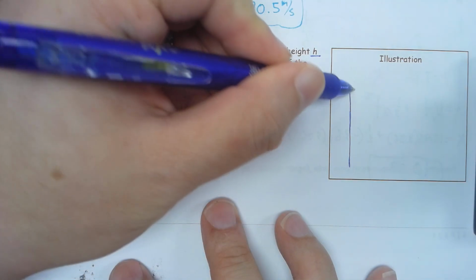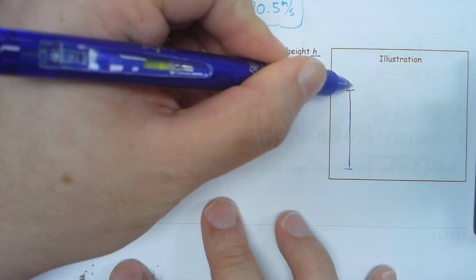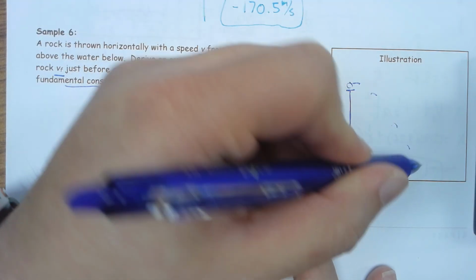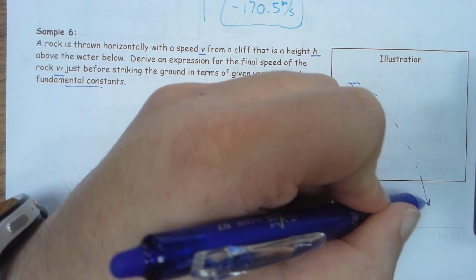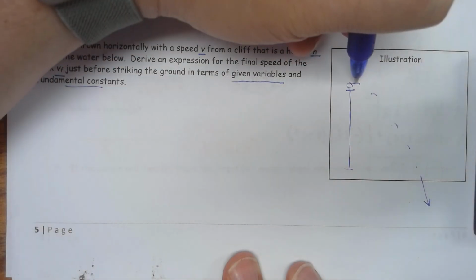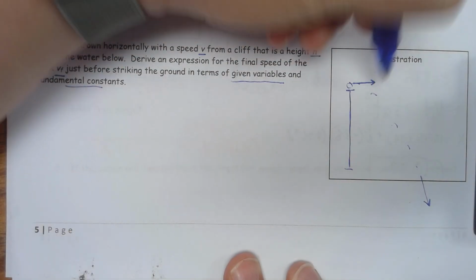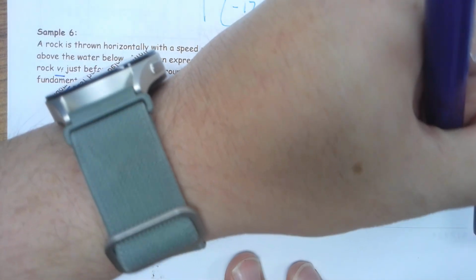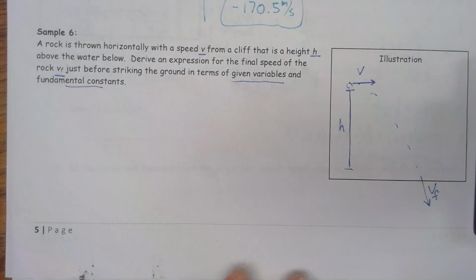And then we have our cliff up here, and the ball gets knocked off the cliff, and it falls down. And we're looking for a final velocity just before striking the ground. That's a diagonal vector. So that's what I drew there. When it gets launched, that's horizontal. So this is V, this is VF, and then this is H. Those are my three letters that they gave me.